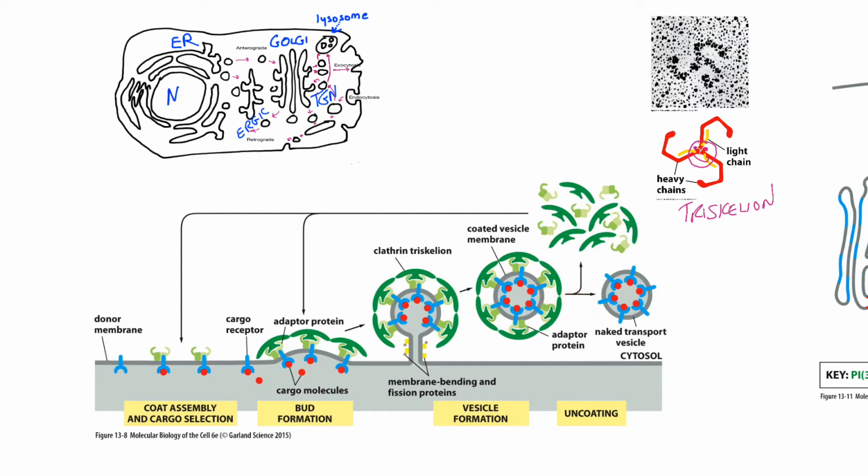Then comes controlled uncoating of the now naked transport vesicle, which then goes on to do pretty standard translocation and fusion if it's going to the trans-Golgi, or maybe if it's going to the lysosome. That's not too unusual, but there are a lot of other things that can happen with this transport vesicle that make endocytosis a much more complicated topic, and again, we'll cover those in the next video.